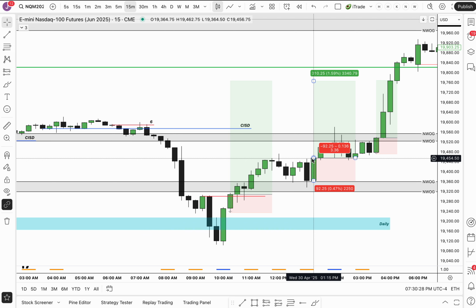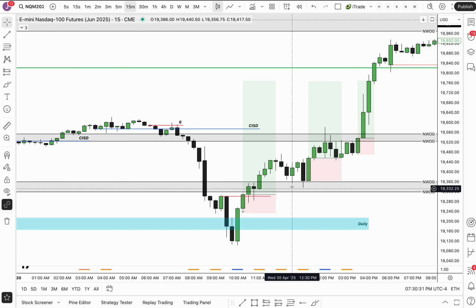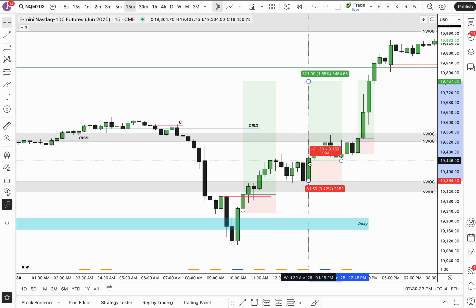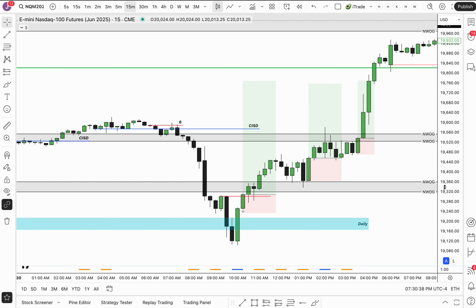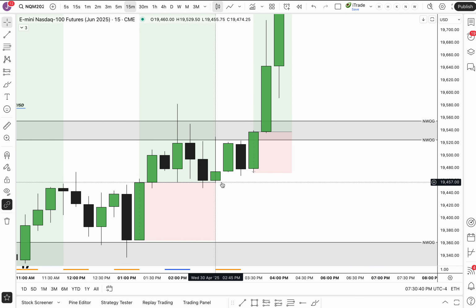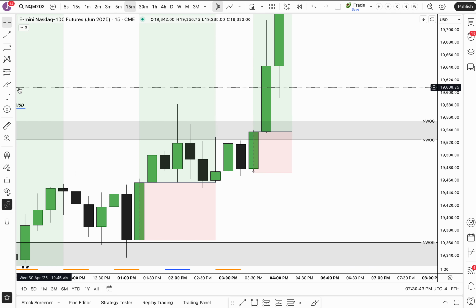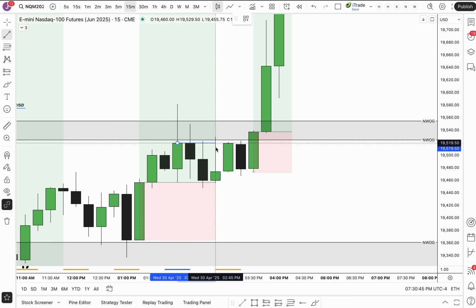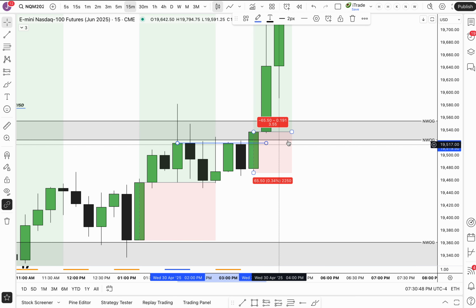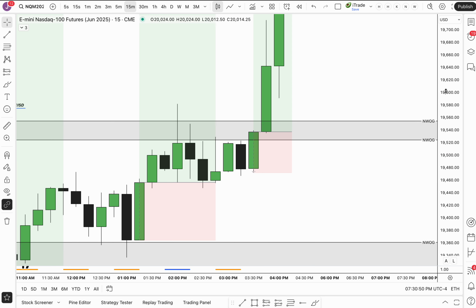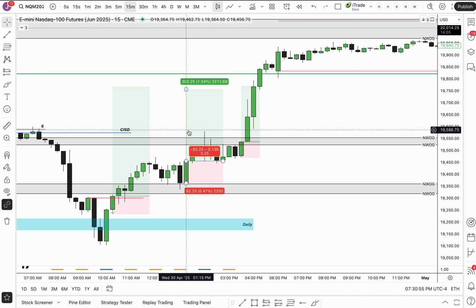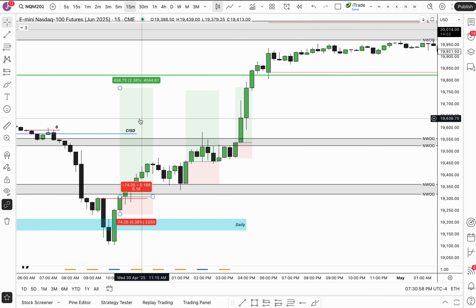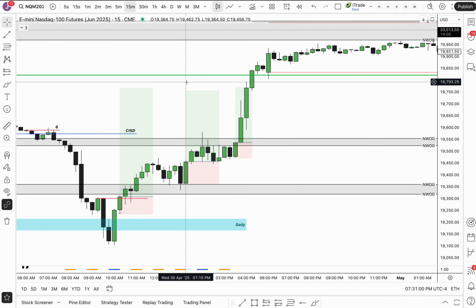It does it again here at 1:15. You have a low, take that low, CSD, enter on that candle's close, and ride it up. Same thing here. We have a low, taking the low, and then we close above this candle. So this candle here, enter, go long. And that's a good trade as well, 200 points.